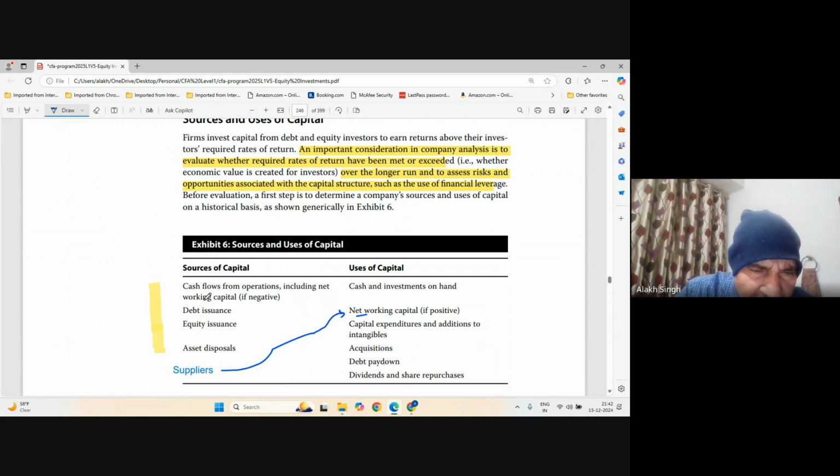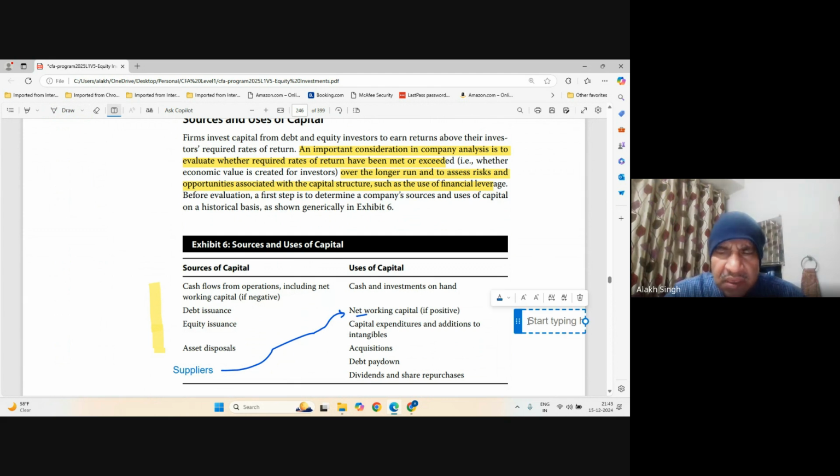And then apart from these three, asset disposals were part of investing. Debt issuance was part of financing, equity issuance was part of financing, and cash flow from operations means operating cash flow. So this one is operating cash flow, these two are financing, and asset disposal is investing. And suppliers are additional, which the book discussed but didn't write. So I added that. So we can write four sources of cash flow to the company.